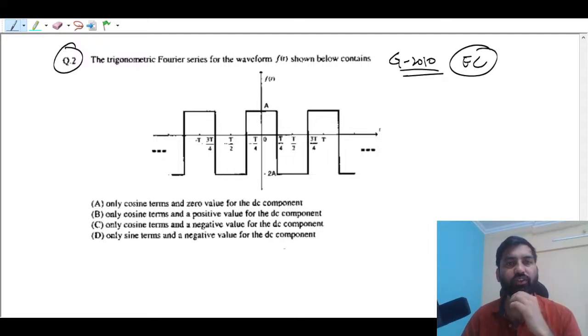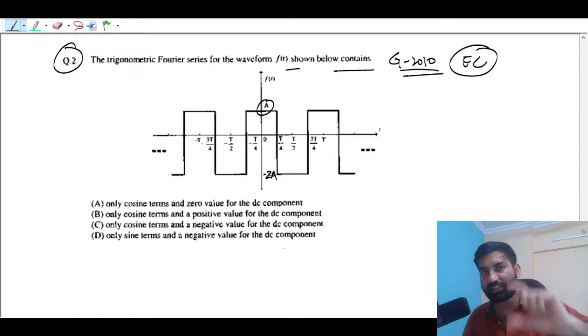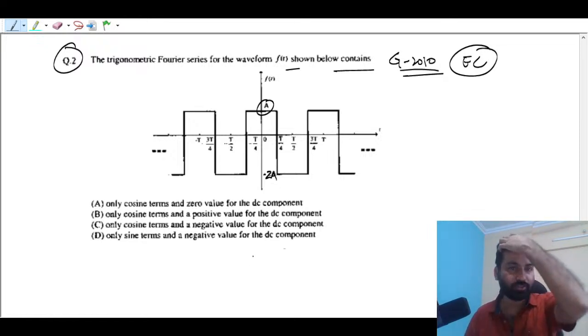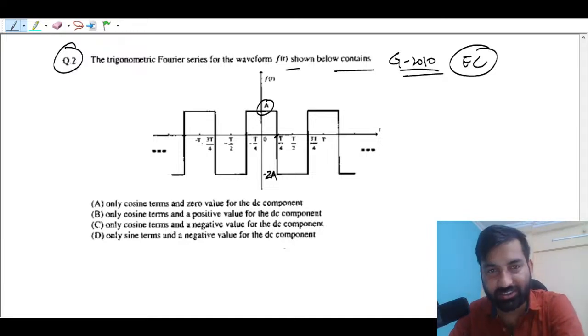Trigonometric Fourier series for the waveform ft shown below contains. अब देखो यार, if you look at this, first of all you have to see that it is ranging from A to minus 2A. Certainly there is a DC offset, because they are not symmetric, guys, because at T by 4, if you look at T by 4, there is a DC. In this signal there is a DC.